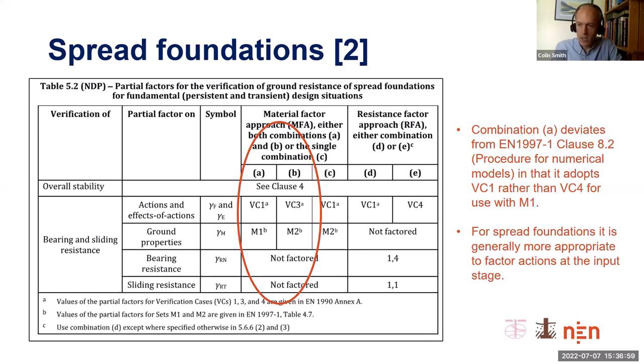But what you'll see is that in column A, there's a slight deviation because it adopts VC1, verification case 1 factors, rather than verification case 4. Now, what is the difference there? Well, essentially, verification case 4 is the action effect factoring approach, where the factors like 1.35 are applied at the end of the calculation. VC1 applies those at the beginning. Now, that, of course, is often quite appropriate for spread foundations. If you know what the structural load is coming down onto that foundation, that is predetermined. It's known in advance. It's not something that needs to be determined during the calculation. Then it is more appropriate to factor those actions at the input stage.